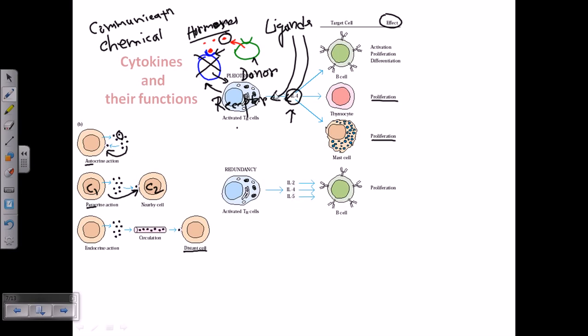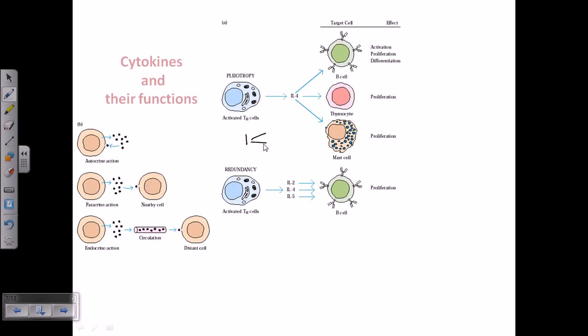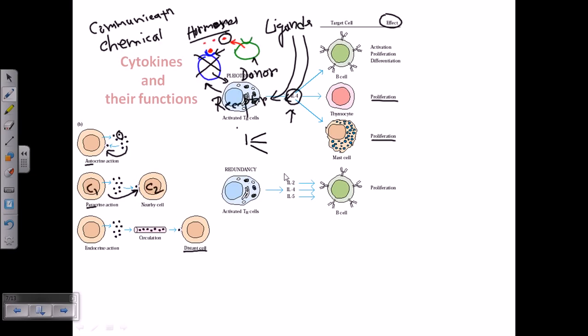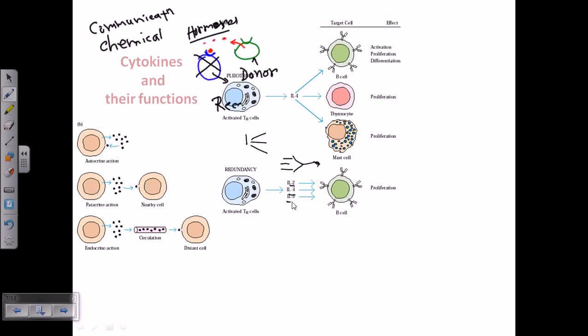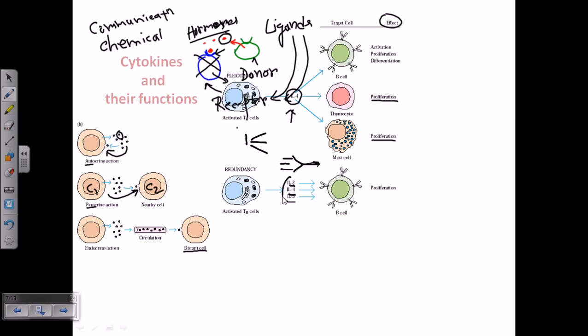So in case of this pleiotropy, we know that one chemical is activating many ways, but in case of redundancy, we are going to see many chemicals are going to have the same function. This is called the redundancy, exactly opposite of the pleiotropy. Now in this case, we can see T helper cell can secrete IL-2, IL-4 and IL-5. All of them are leading the effect of the proliferation of B cells. So this is called the redundancy effect.